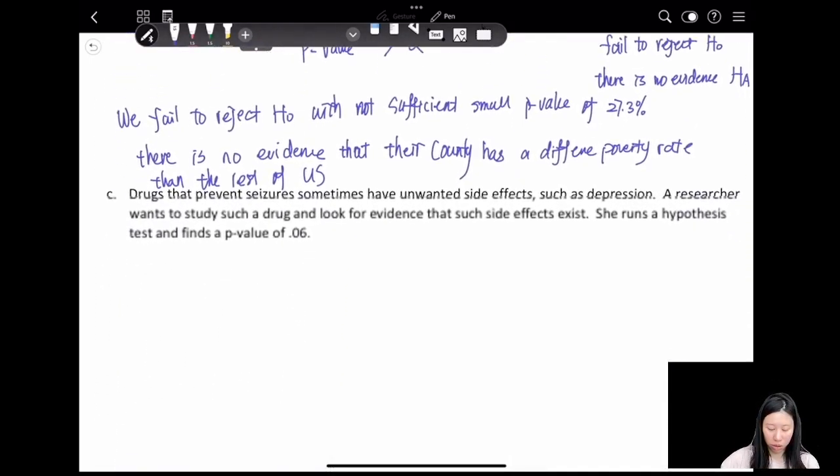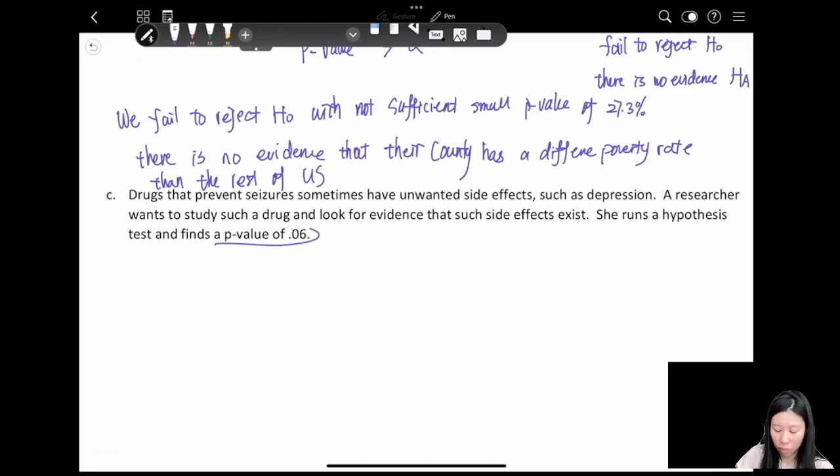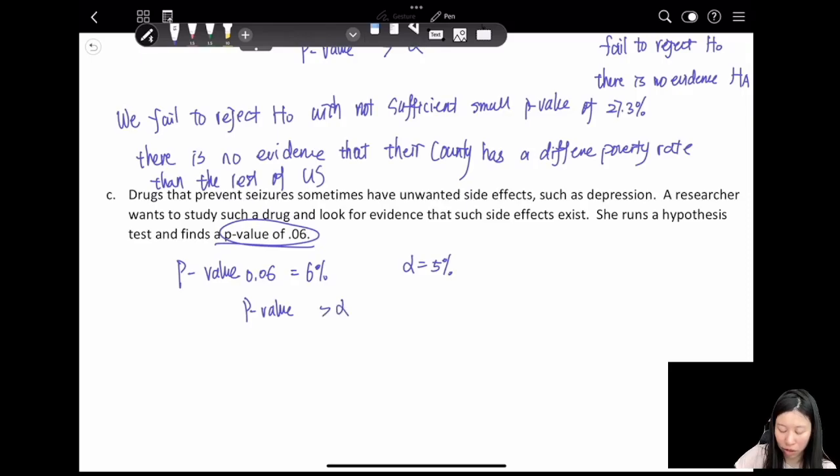Okay, so for part C, again, they have a p-value of 0.06, which is 6%. Our alpha is equal to 5%. So now our p-value is greater than alpha. That means our p-value is not sufficiently small to reject the null hypothesis. That means we fail to reject the null hypothesis. We don't have enough evidence for the alternative hypothesis.